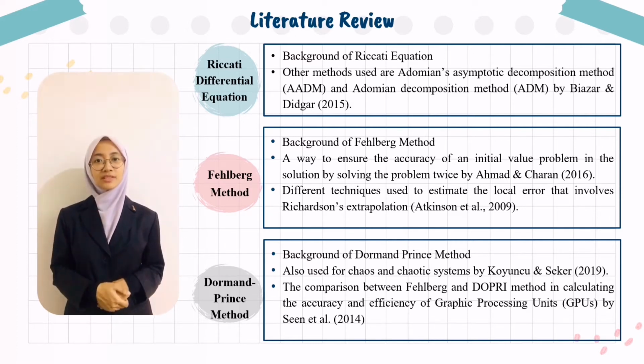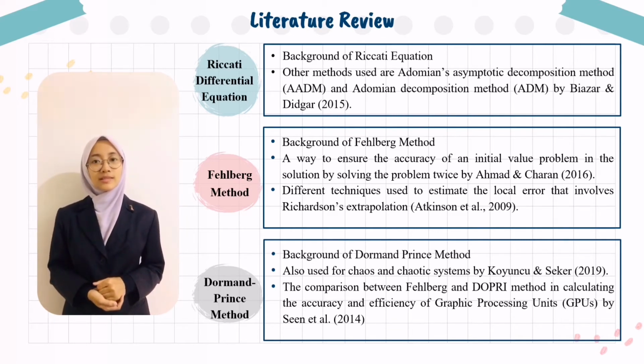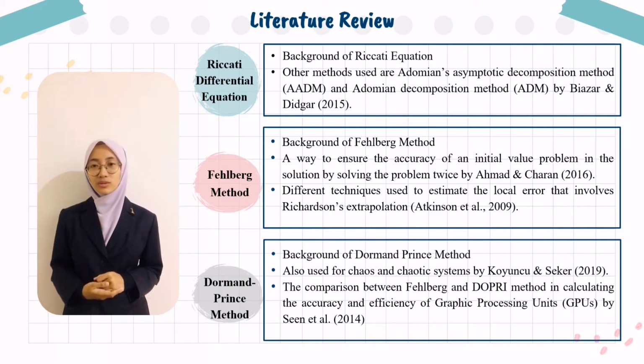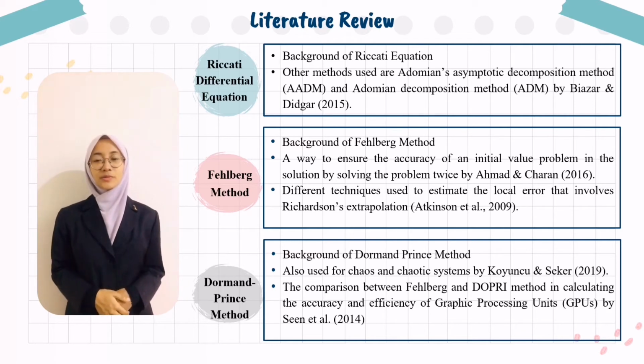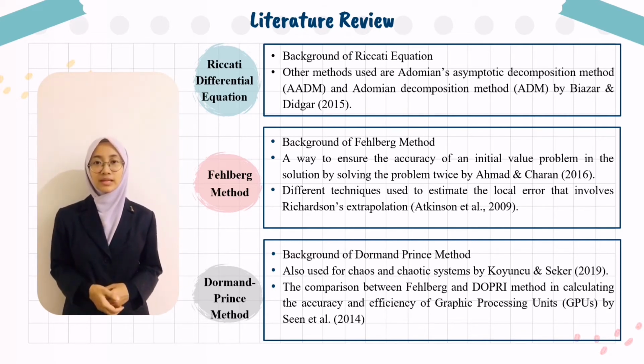Next, Fehlberg method was developed by the German mathematician Erwin Fehlberg. This method is also a way to ensure the accuracy of an initial value problem solution by solving the problem twice, which is written in the article by Ahmad and Charan in 2016. Dormand-Prince method is a member of the ODE solver in the Runge-Kutta family. This method is also used for chaos and chaotic systems, which is found in the article by Koyuncu and Seker in 2019.